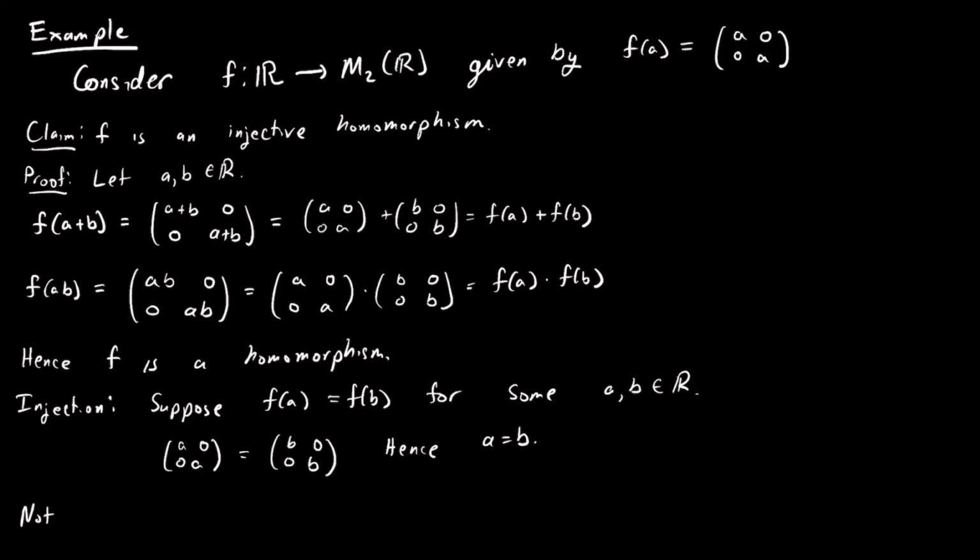The other thing I'll point out is that this is not a surjection. And the idea is there is no a in R such that f(a) is equal to, well, let's think of a matrix that doesn't get mapped to. The matrix [1, 1; 1, 1] never gets hit by the function. So this is an example of a homomorphism which is an injection, but it is not a surjection.